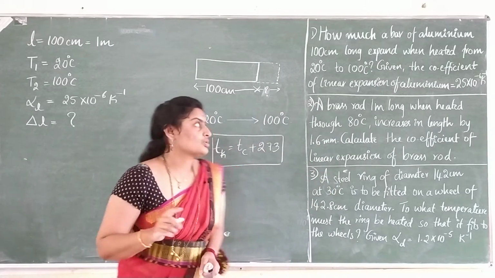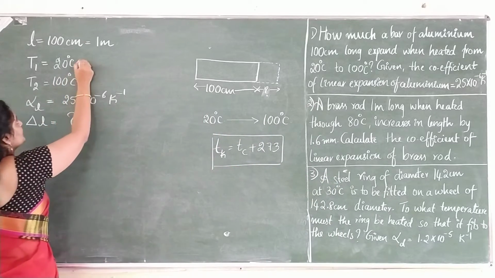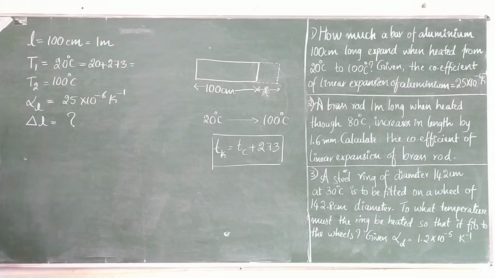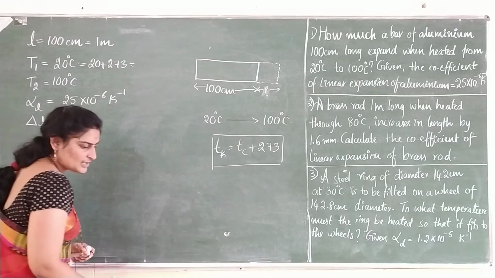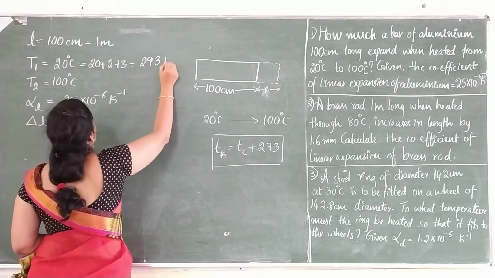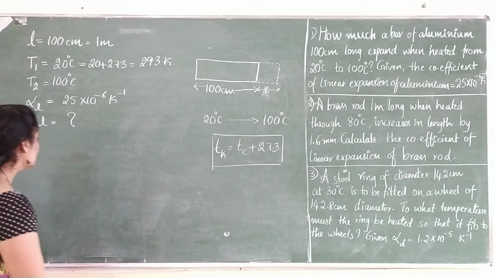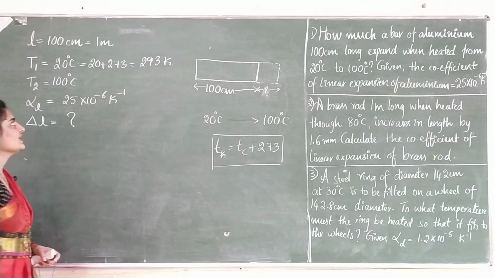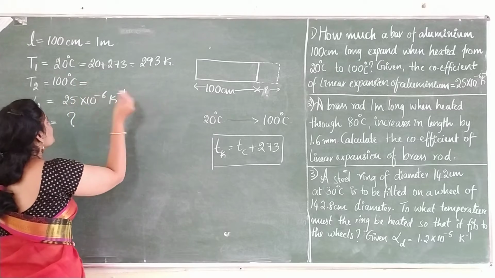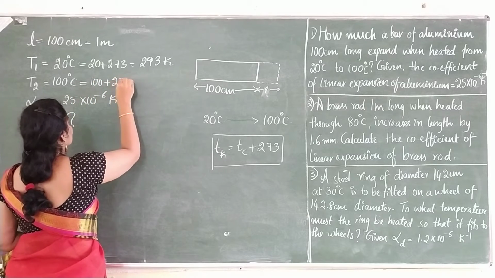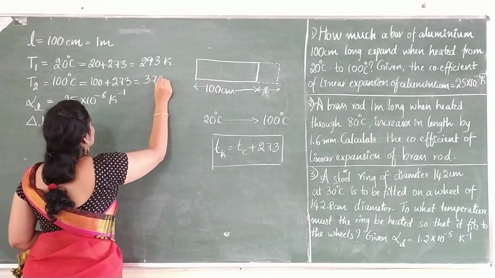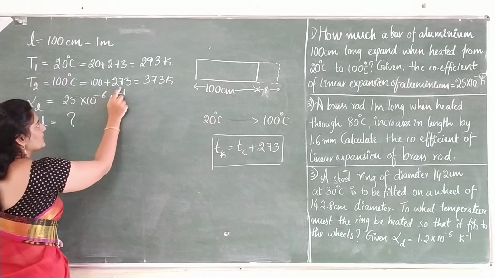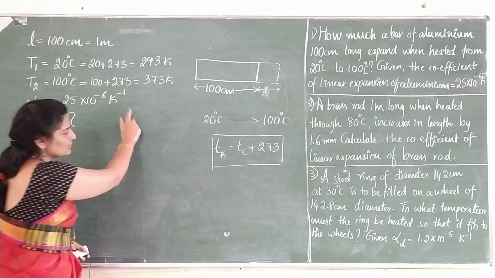Hope you remember. So what is 20 degree Celsius? 20 degree Celsius is 20 plus 273, which is equal to 293 Kelvin. You can check this in your calculator. Similarly, convert 100 degree Celsius into Kelvin: 100 plus 273, which is equal to 373 Kelvin. Alpha L is given in terms of Kelvin only, so no need to convert that.